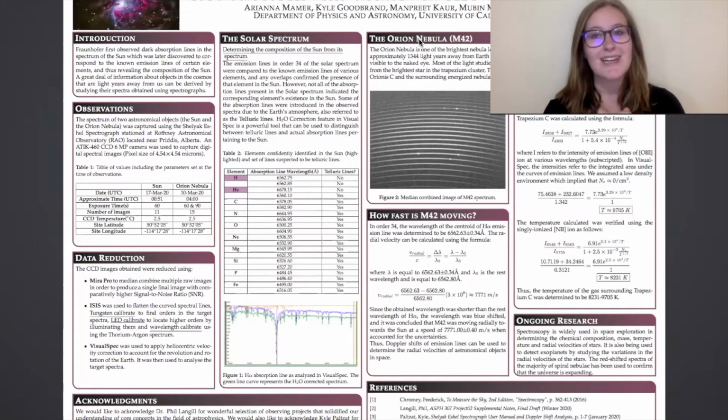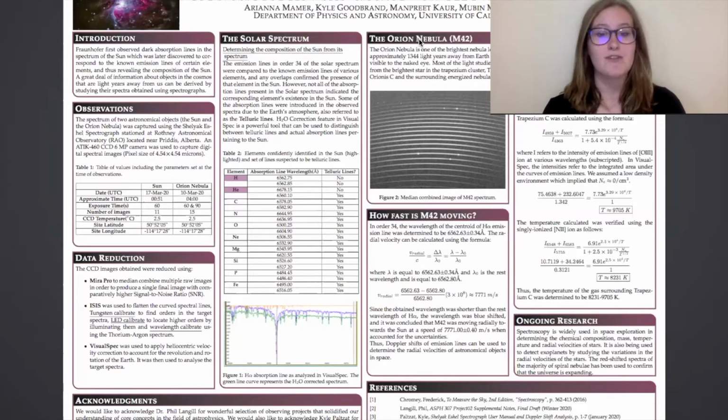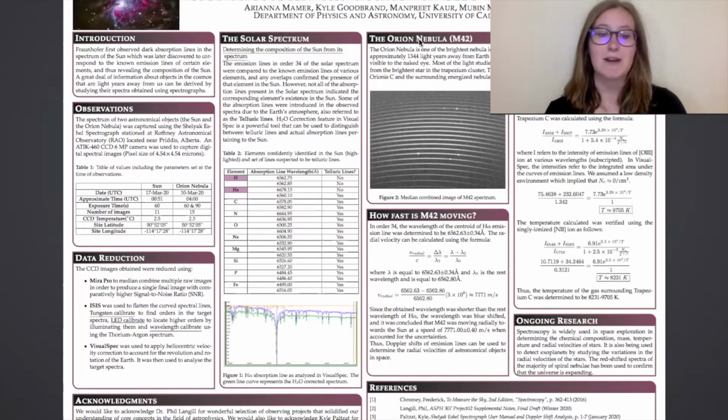Finally, last but not least, in VisualSpec, a heliocentric velocity correction was applied to the spectra. This was done in order to account for the rotation of Earth during the time of observation. VisualSpec was also then used to analyze the absorption lines in the spectra, which correspond to various known elements.